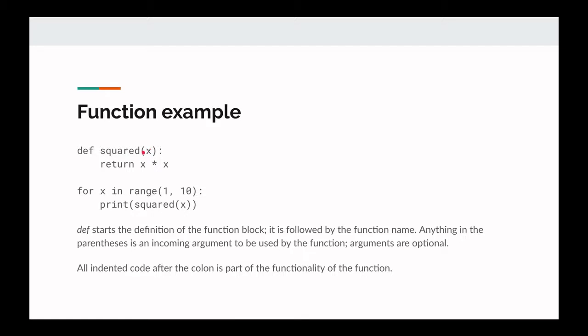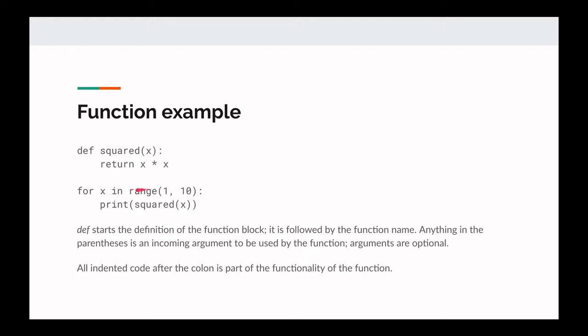The only thing that is required to define a function is the def keyword, whatever name you want to give the function, the parentheses can be empty, and then the colon. Everything that's below that is going to be indented and part of that function. Because the for x in range is not indented, it's not included as part of the squared function, and so this is basically telling Python that this is a separate block of code to be processed.